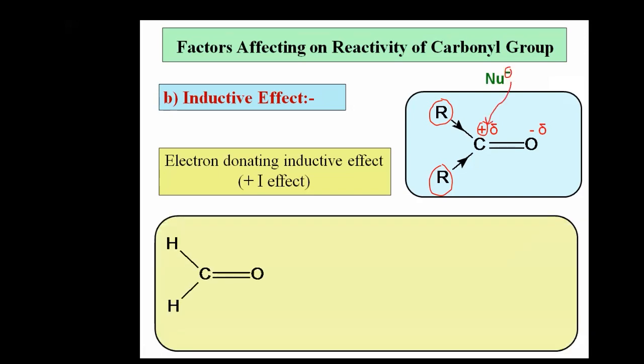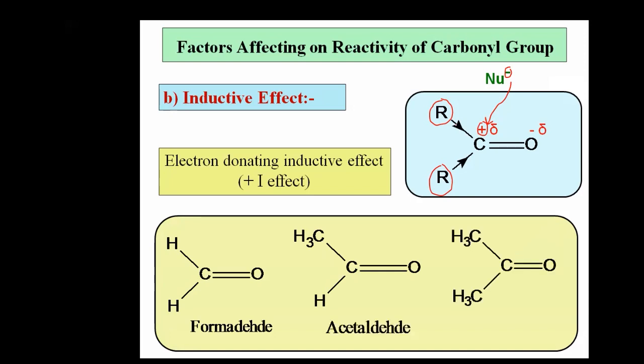Okay, now let us see some examples. Formaldehyde, a very simple example. Second is acetaldehyde, and third one is acetone. These are the examples of carbonyl compounds. Carbon has a positive charge, oxygen has a negative charge. In all cases, that carbonyl group is polar.